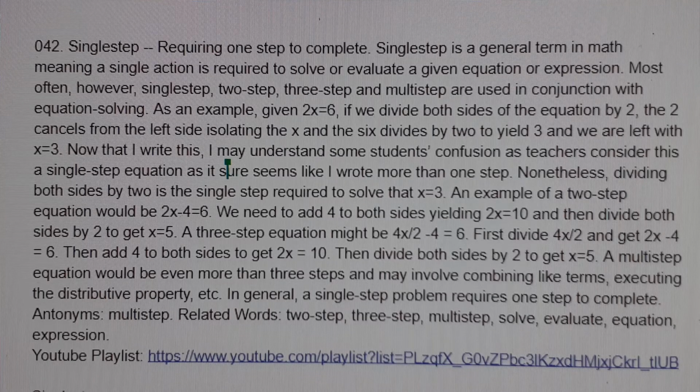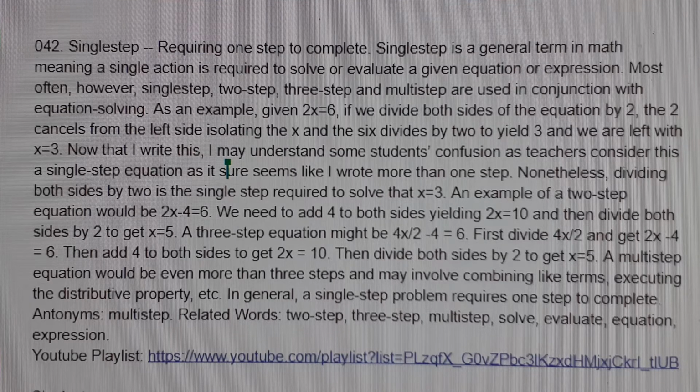First divide the 4x by 2 and get 2x minus 4 equals 6. Then add the 4 to both sides to get 2x equals 10. Then divide both sides by 2 to get x equals 5. A multi-step equation would be even more than 3 steps and may involve combining like terms, executing the distributive property, etc. In general, a single-step problem requires one step to complete.